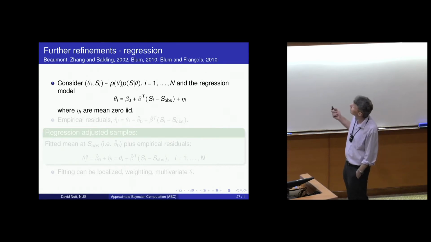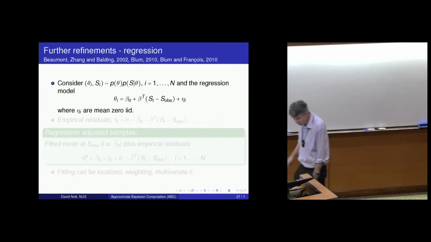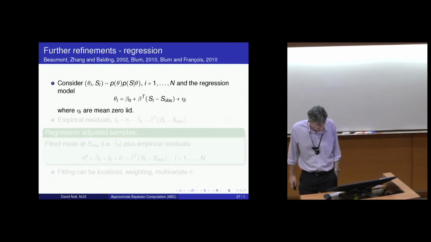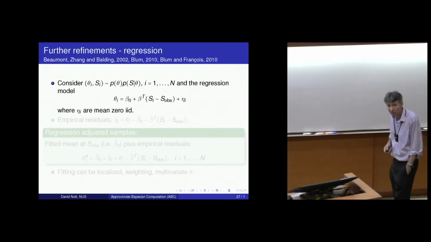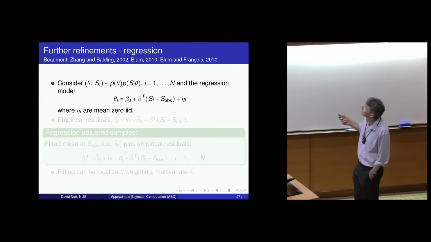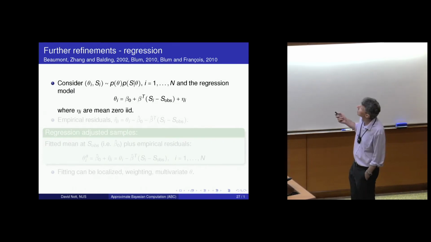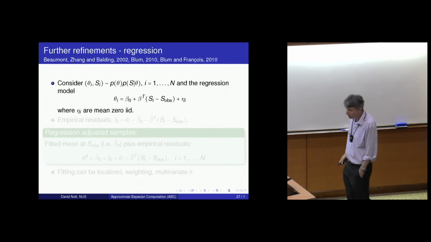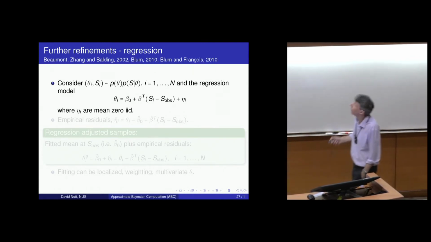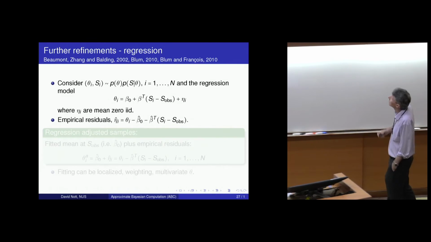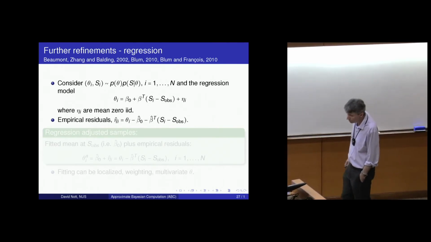I'm just going to consider a linear regression model, okay? So to make things simple, let's just suppose that theta is one-dimensional. It's a scalar. But there's no real complication extending this to multivariate settings. So I've got this linear regression, and for my covariate, I'm using these values of the simulated summaries minus the observed summary. And I've got some errors, which I'm going to assume here are zero mean IID.